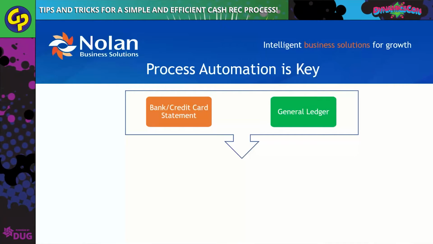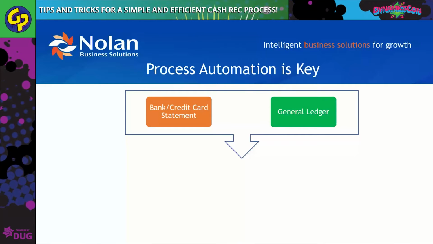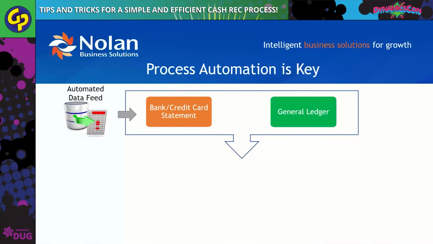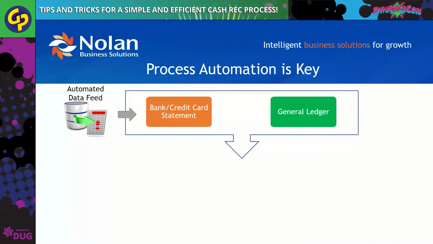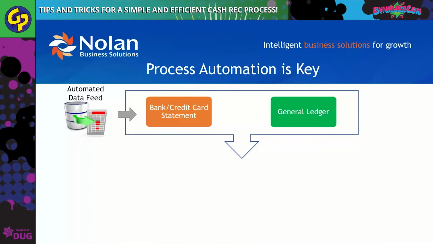Ideally, we want to automate this cash reconciliation process as much as we can to allow the accounting staff to really focus on much more strategic business tasks. So I keep referring to automation. What do I mean by automation? First off, in an ideal world, we would see an automated data feed of our bank data directly from the financial institution into our ERP system.